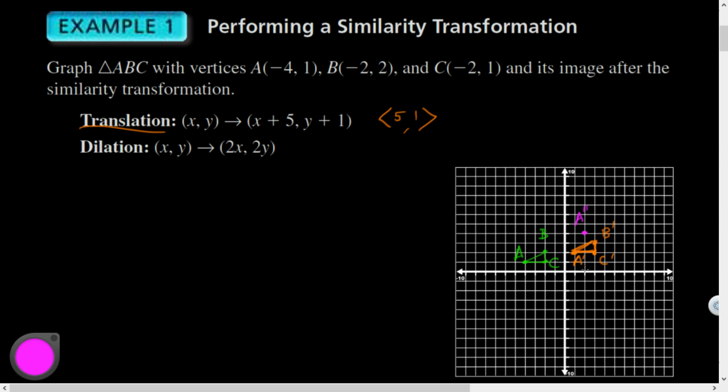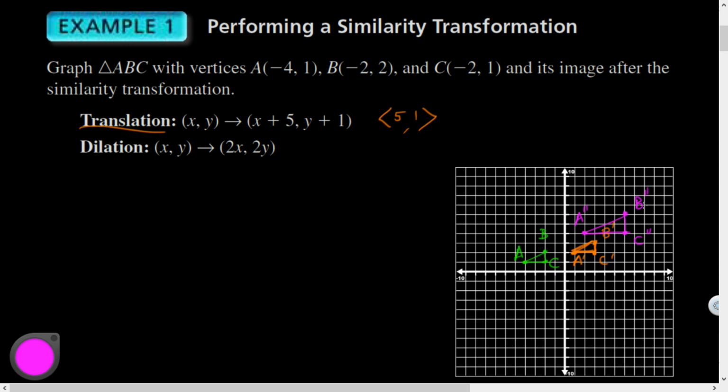C prime was at 3, 2, so C double prime will be at 6, 4. C double prime. I love it. And B prime was at 3, 3, so double it. Looks like 6, 6. There we go. There's my B double prime. And I'll try to draw a little, let's see. That looks good enough.